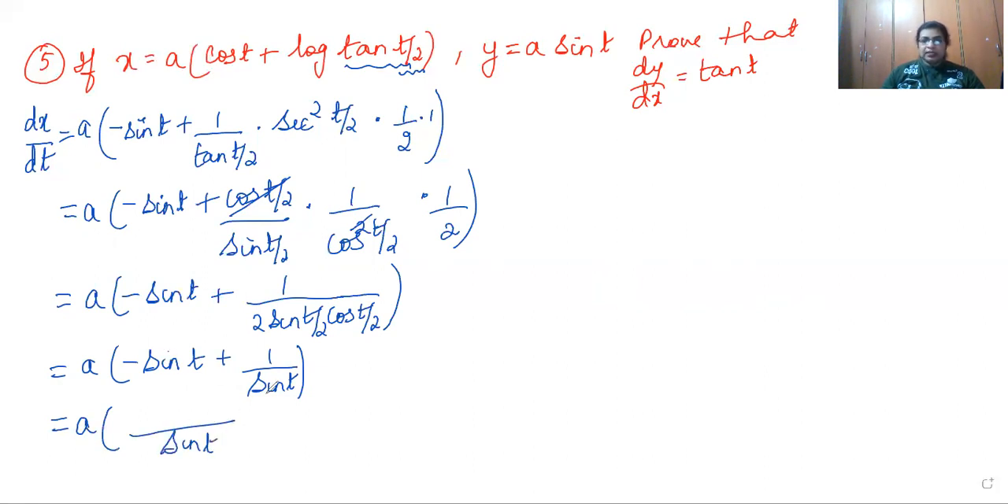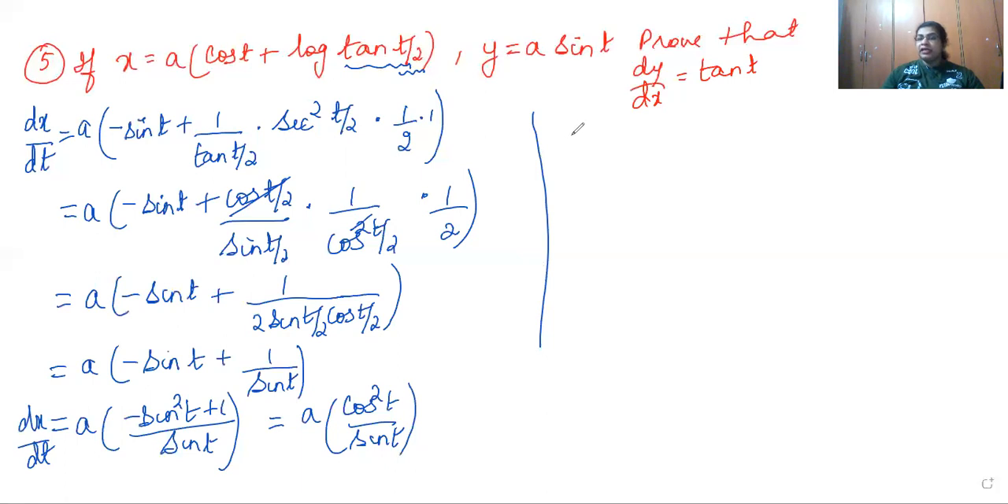You will get minus sin t into sin t is minus sin square t plus 1. And we know from the first identity, 1 minus sin square theta is cos square theta. So here it is cos square t by sin t. I can't simplify further, so keep it as it is. So that was your dx by dt. Somehow I have to reach that answer, tan t.